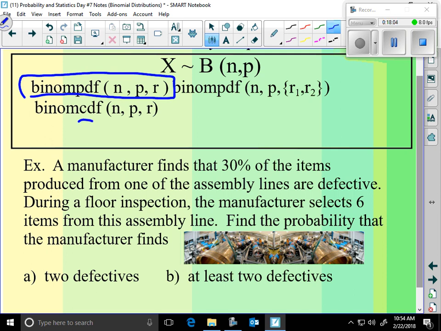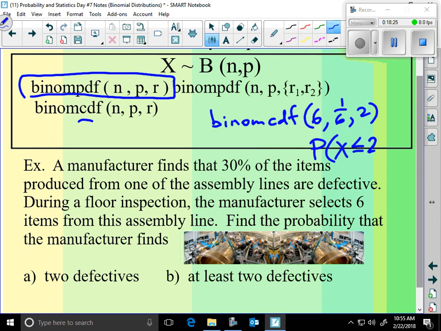So let me explain. If you did this, binomial CDF, let's say 6, 1/6, and I don't know, let's put a 2 here. This would calculate for you this probability from 0 up until 2. It would calculate that probability for you.